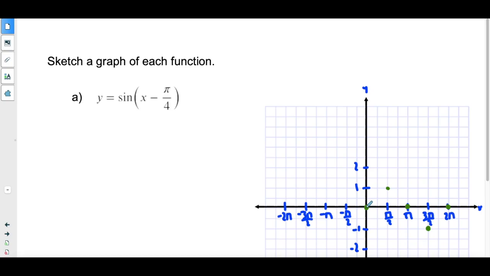So there you have it. There you have your graph of y is equal to sine x. And of course, I can continue my graph on the left-hand side here as well. Sorry, let me fix my graph.